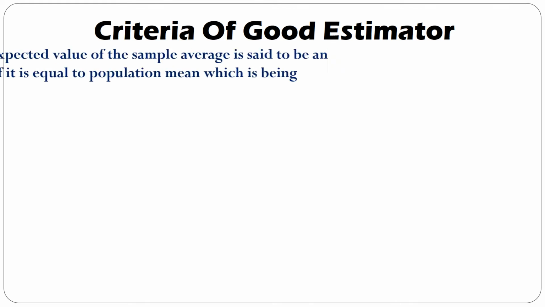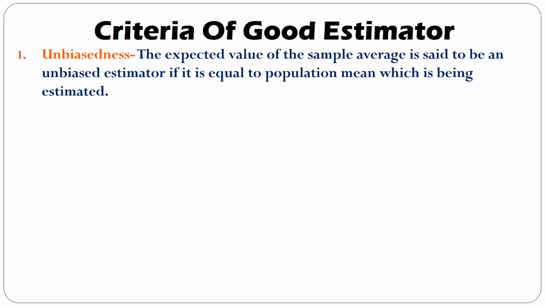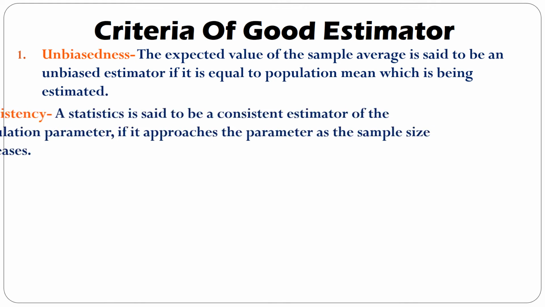Criteria of a good estimator. There are 4 characteristics required to be a good estimator, and they are as follows. Unbiasedness. An estimator is said to be unbiased if its expected value is identical to the population parameter which is being estimated. The expected value of the sample average is considered to be an unbiased estimator if it equals the population mean which is being estimated.